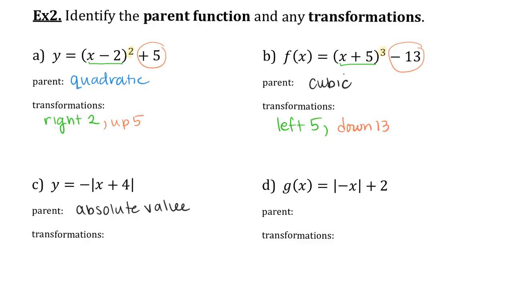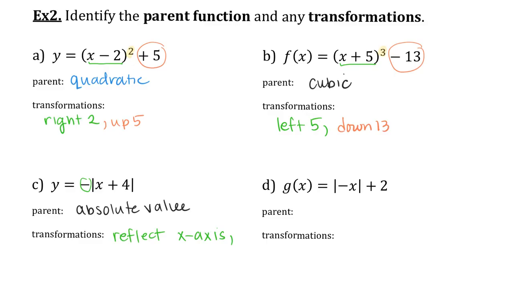Okay, now what do I see first? I see a negative sign, and we're going to do the reflections first. So reflect. Since it's in front, it's going to reflect over the x-axis. Okay, but what else happens?